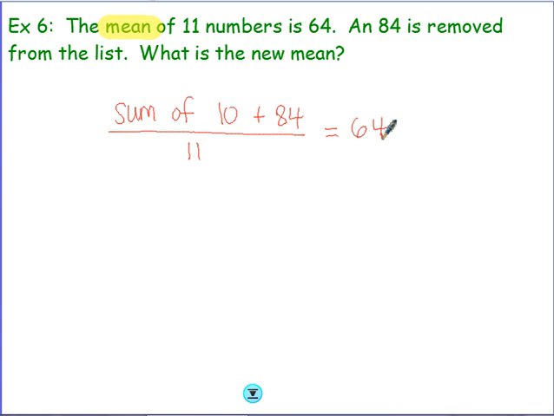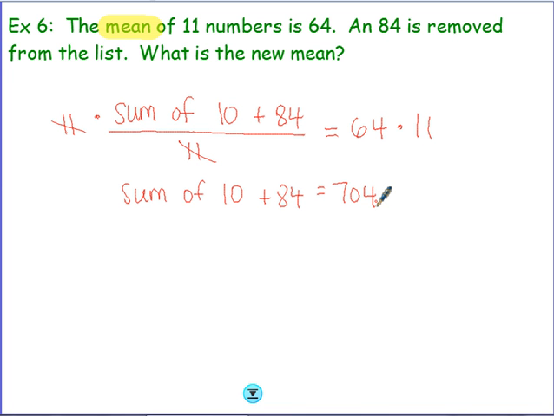So I'm going to treat this the same way I did example 5. I'm going to set up an algebra problem. The difference is, I don't know but one of the numbers. I want to be able to get rid of 84. Can't get rid of 84 because of the division bar. Got to get rid of the division bar first. So I'm going to multiply both sides by 11. So the sum of 10 numbers that I don't know plus 84 is 704.